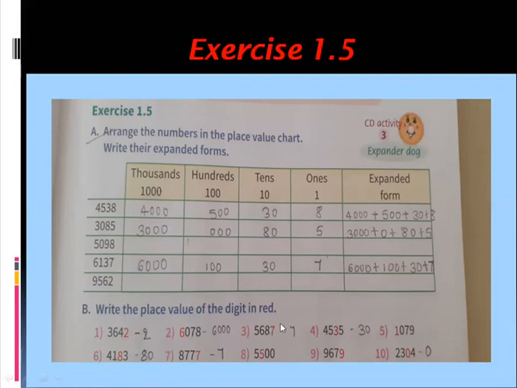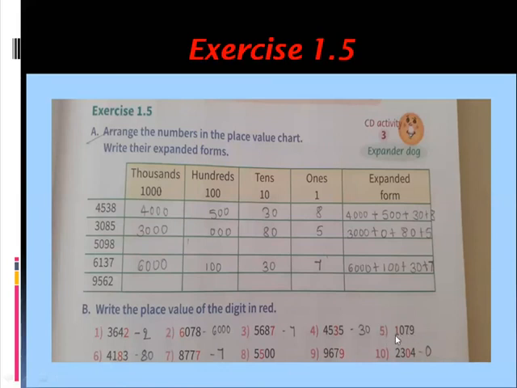5687. 7 is in ones place. So the place value of 7 equals 7. Fourth one, 4535. 3 is in tens place, so the place value of 3 equals 30. You have to see this number and you have to write this one.